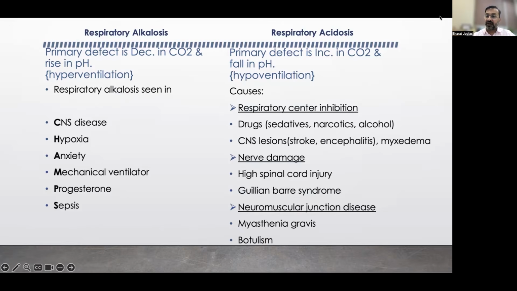And in respiratory acidosis, the primary defect is an increase in carbon dioxide and a fall in pH. Maybe there's hypoventilation, and the causes are inhibition of the respiratory center, that is, drugs like narcotics, alcohol, sedatives. There's a CNS lesion which has got the GCS down and suppresses respiration. Nerve damage like high spinal cord injury, which is paralyzing and weakens our respiratory muscles, GBS, myasthenia gravis, and botulism.